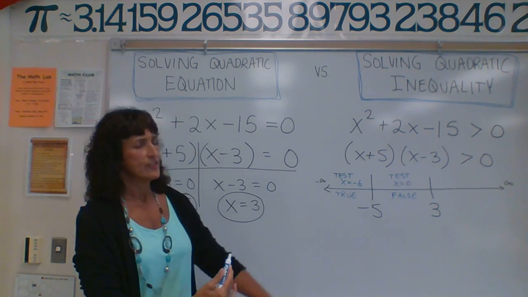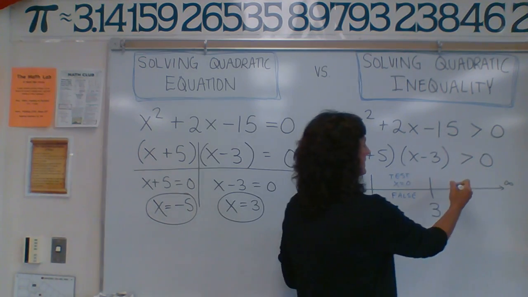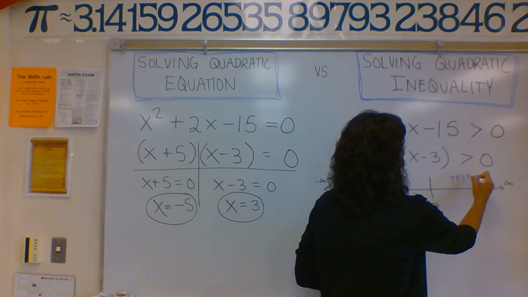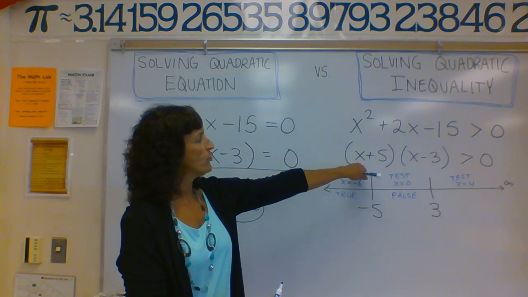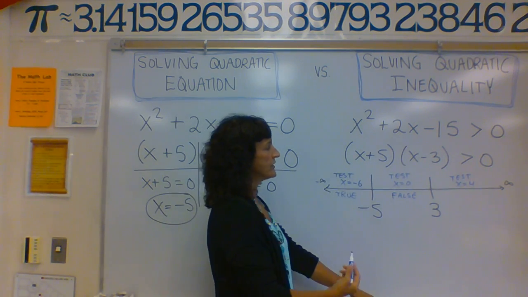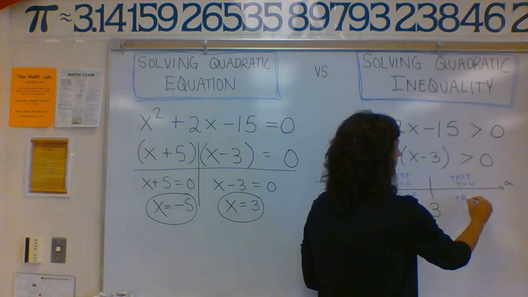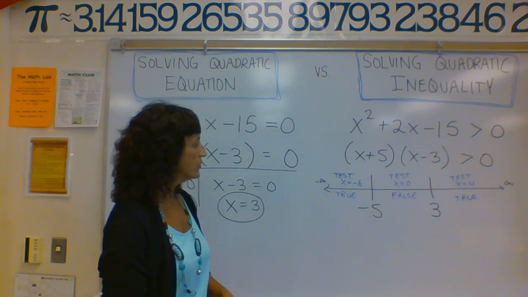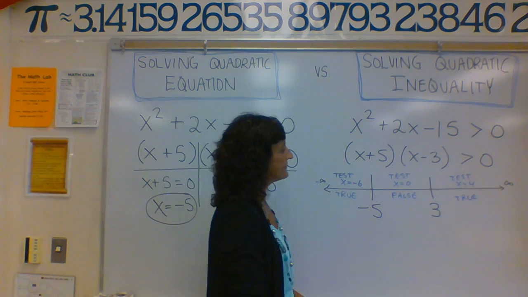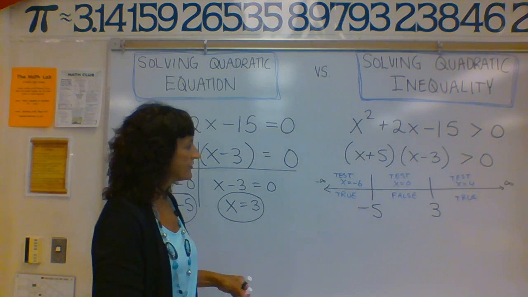And then one more interval to test. Let's pick a number to test between 3 and infinity. So we need any number between 3 and infinity. Maybe x is 4. 4 is between 3 and infinity. 4 plus 5 is 9. 4 minus 3 is 1. 9 times 1 is 9. 9 is greater than 0. This is true. So we have our true, so our intervals that work would be negative infinity to negative 5, and then 3 to infinity. So now you just need to check the endpoints.